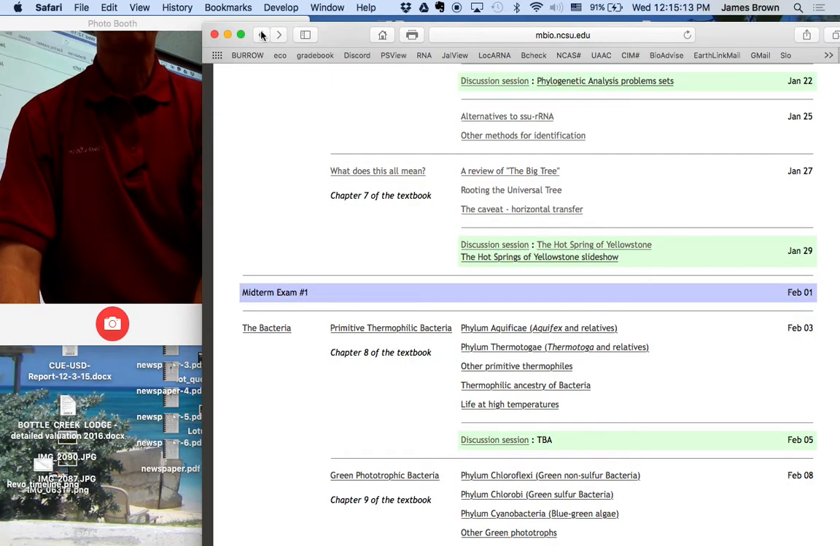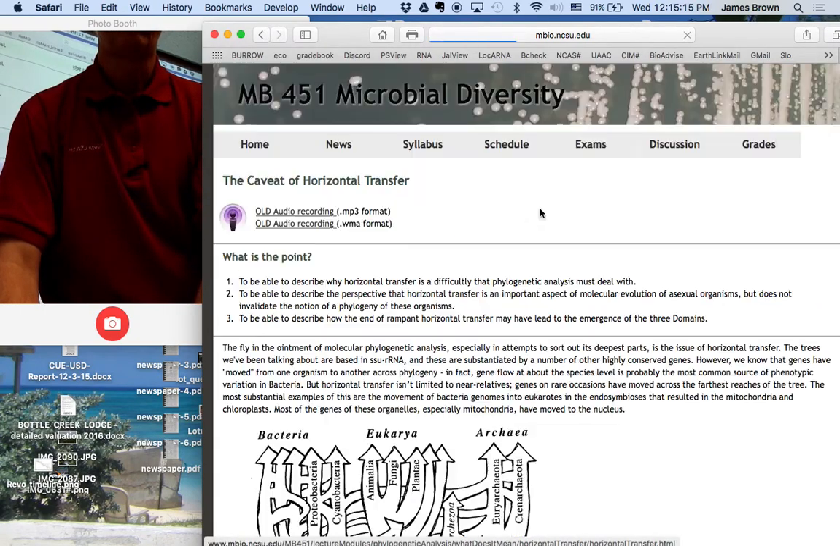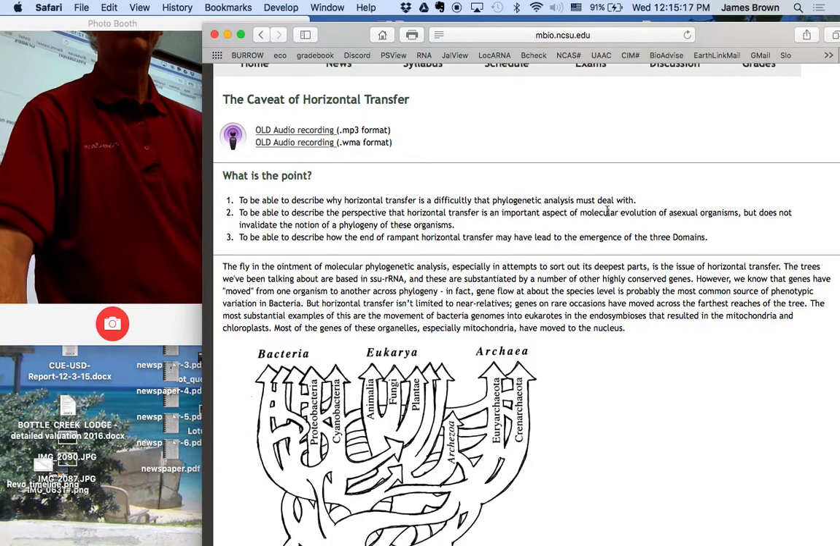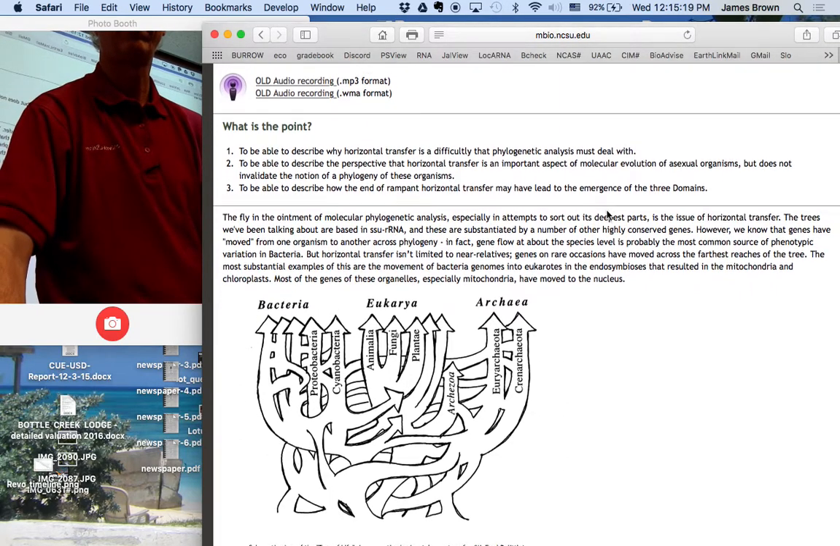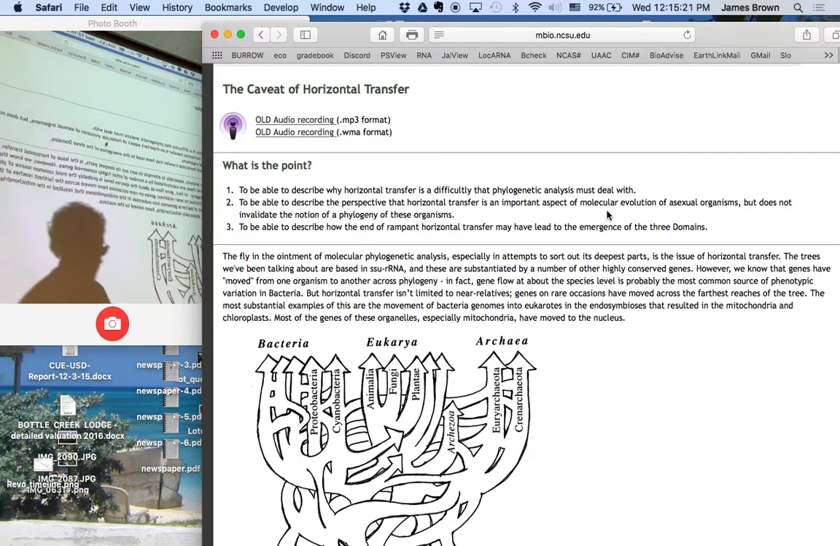Okay, the last thing I want to talk about today, and the last thing before the material for the exam is done, is horizontal transfer. Horizontal transfer is one of these things that always works in the background of phylogenetic analysis, sometimes in a good way, sometimes not.